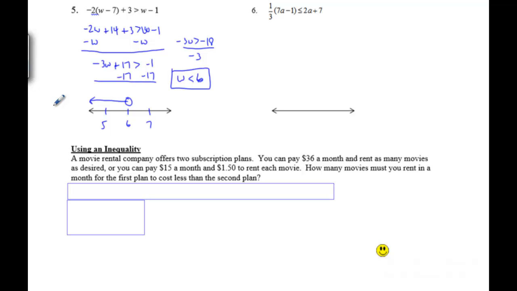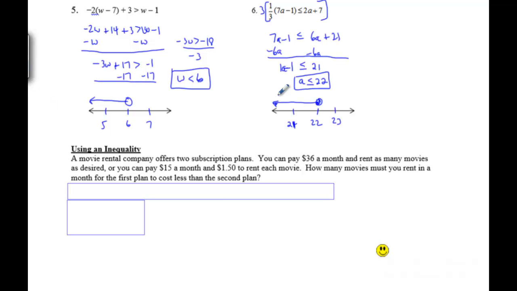Hit pause again for number 6. Welcome back. Number 6, we end up getting a is less than or equal to 22. So closed circle because of the equal sign, shade everything to the left of 22.